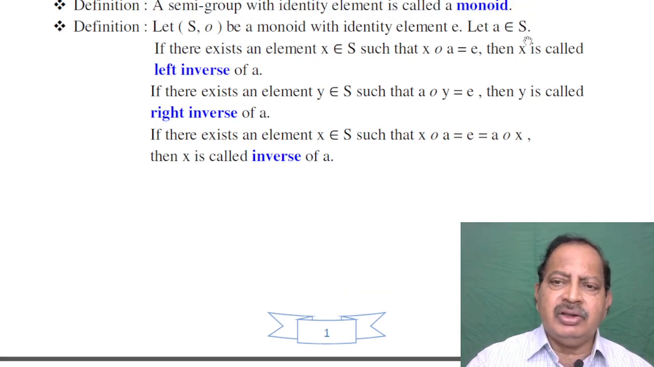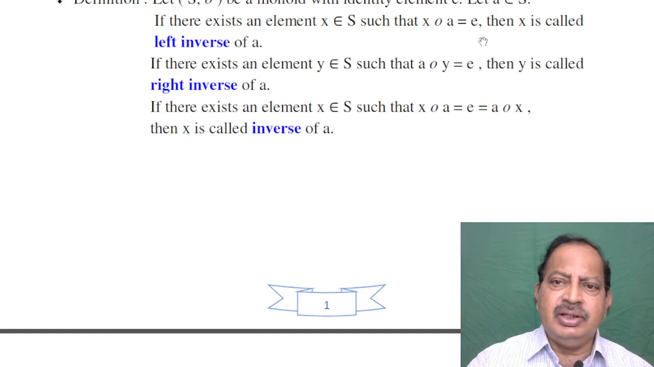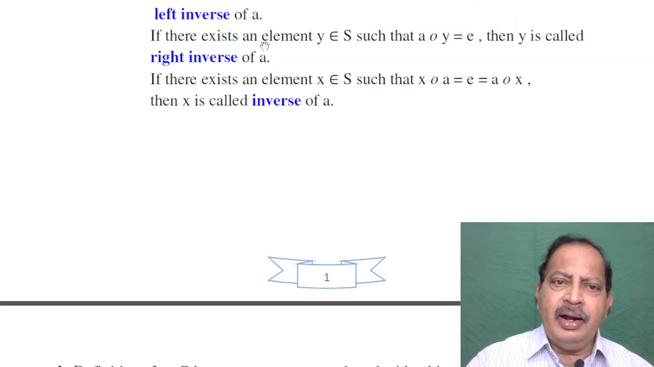Here I am taking A belongs to S, that means A is any element, not a particular element, any element in S. If there exists an X belongs to S such that X circle A is equal to E, here X is operated with A from the left and we get the identity element E. In such case, X is called left inverse of A. And one more, if there exists an element Y belongs to S such that A circle Y is equal to E, then Y is called right inverse of A. Here Y is operated with A from the right side and the result is identity element E, then Y is called right inverse of A.